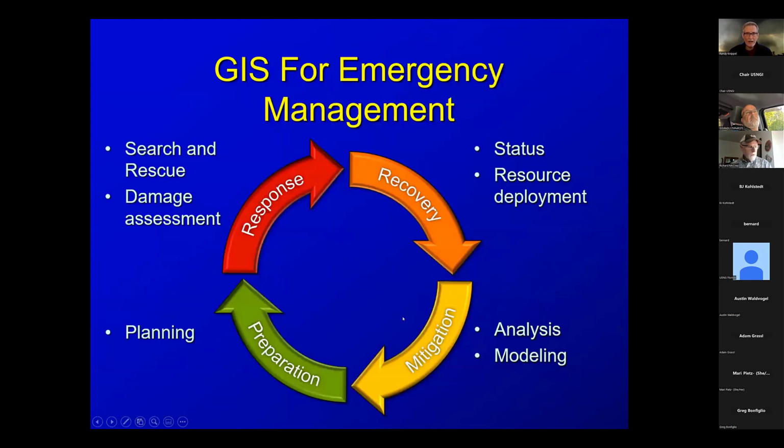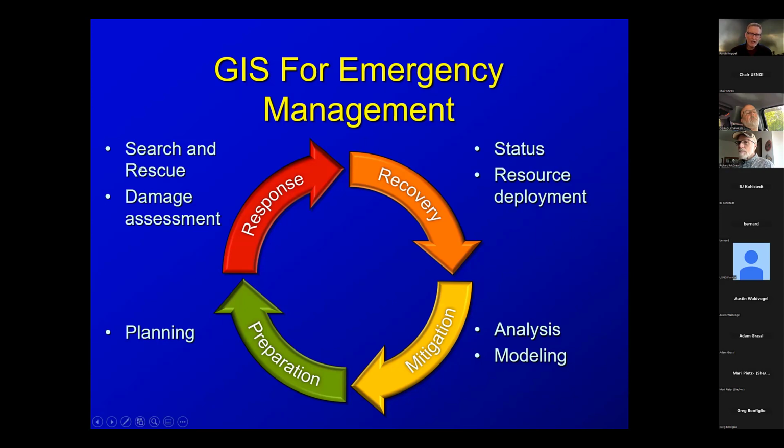And really, if we think about the cycle of emergency management, GIS can be applied in each of these different phases. So the response phase is right after an event. The recovery phase is getting things back to normal. Mitigation is putting us in a better position for the next time it happens. And preparation is everything that we do so that when the event happens, we're well positioned to respond better.